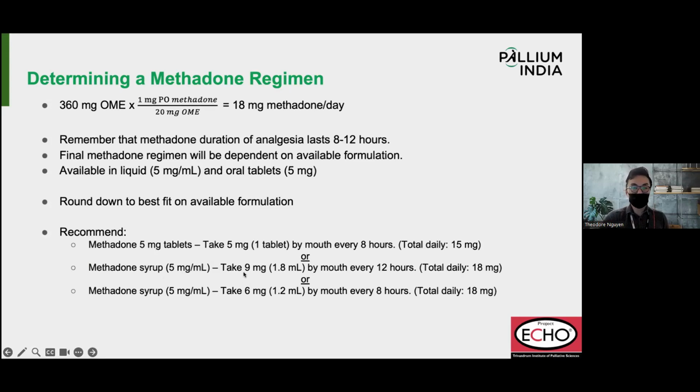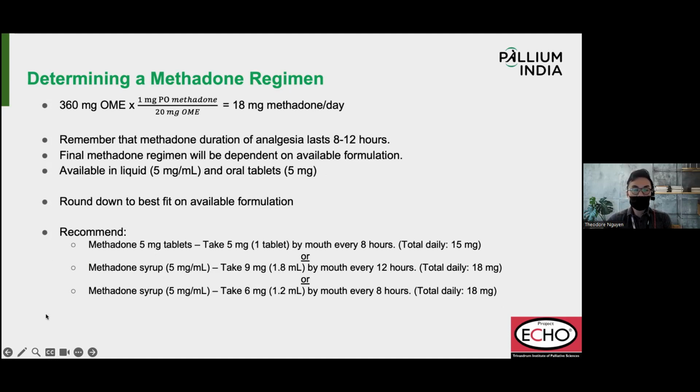So you can use the 8 to 12 hours. If you wanted to do a twice daily dosing, then you can do 9 mgs or 1.8 milliliters by mouth every 12 hours, or 6 mg or 1.2 mLs by mouth every 8 hours.